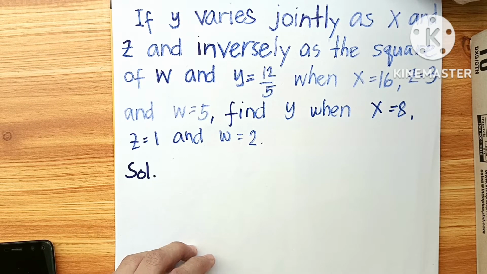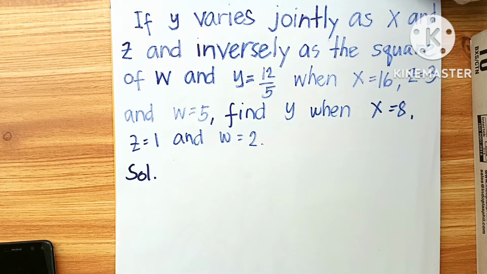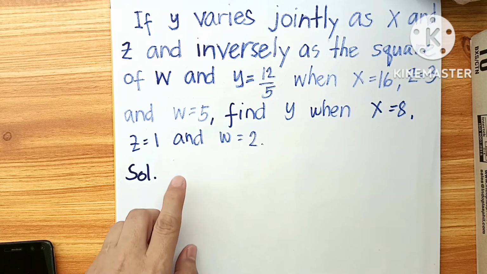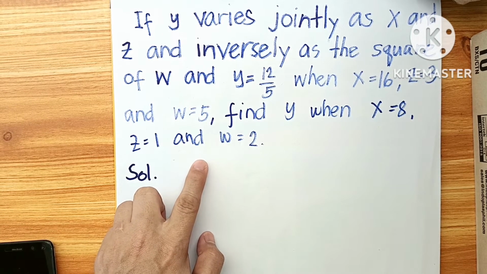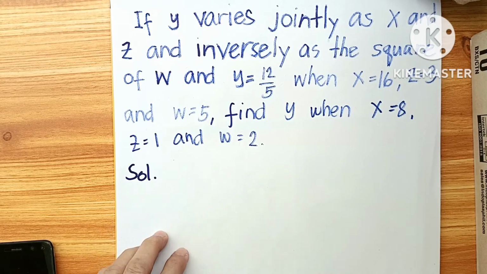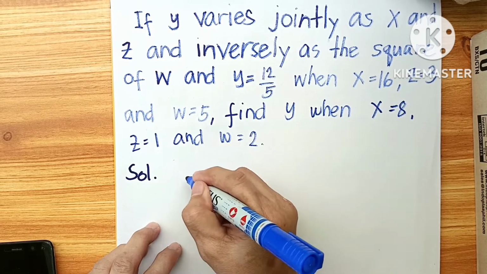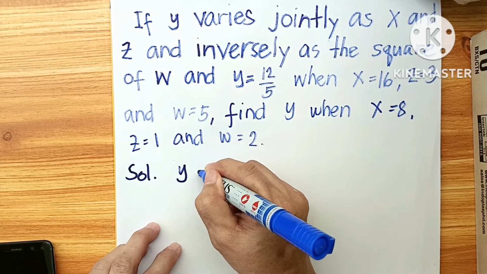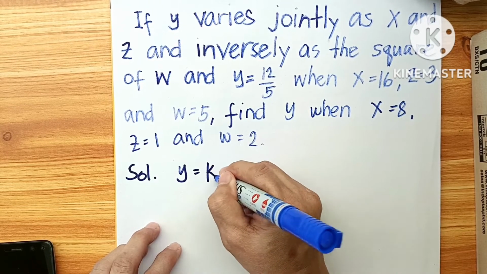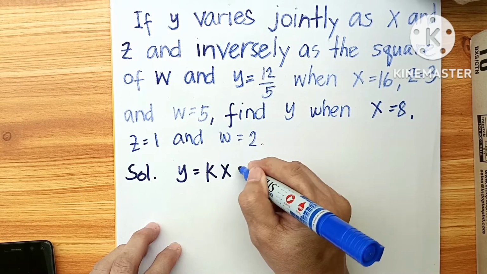So, if y varies jointly as x and z, and inversely as the square of w, and y equals 12 over 5, when x is 16, z equals 3, and w equals 5, find y when x is 8, z equals 1, and w is 2. Okay? So, we have y varies jointly as x and z, di ba?